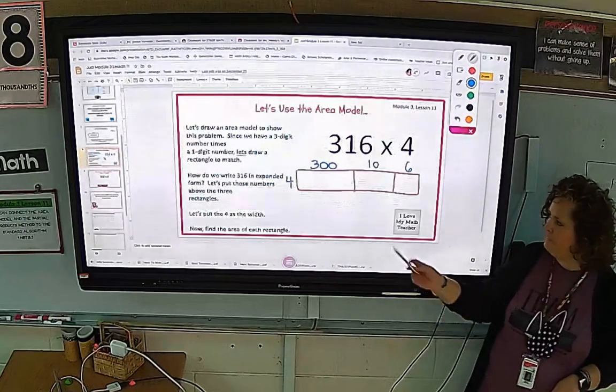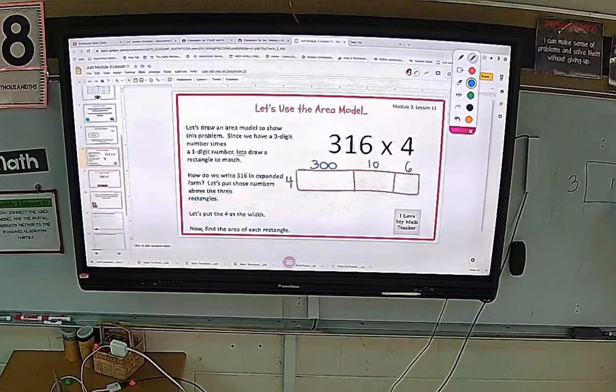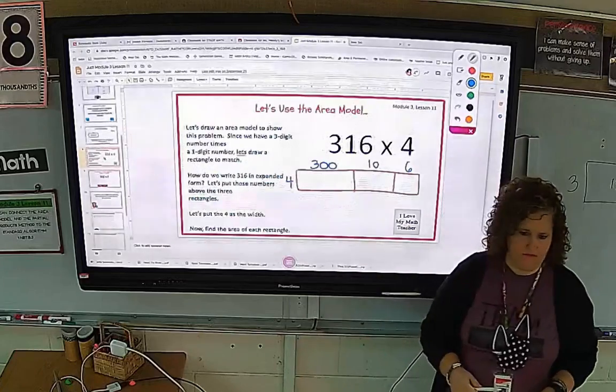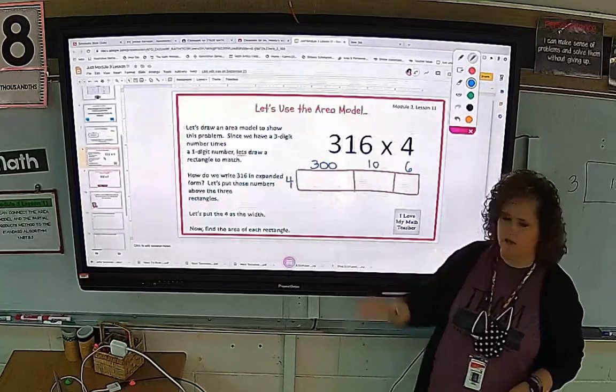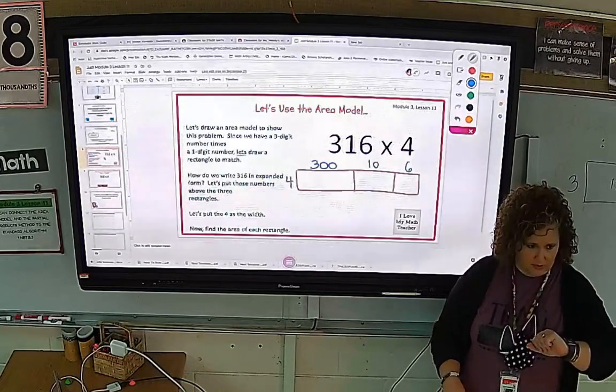Okay. Now I'm just going to do my multiplying like I did to find this rectangle over here. 4 times 300. We're just finding this piece right now with 4 times 300. Okay. What would 4 times 300 be? 1,200.